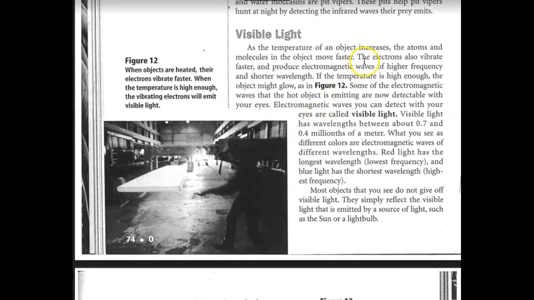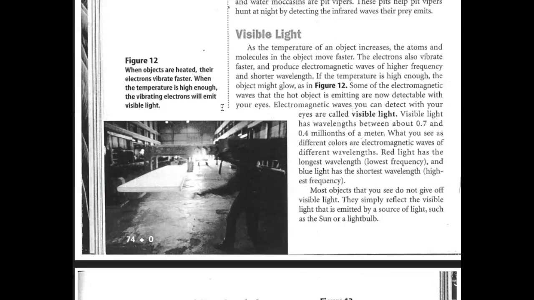Go to visible light here. As the temperature of an object increases, the atoms and molecules in the object move faster. The electrons also vibrate faster and produce electromagnetic waves of higher frequency and shorter wavelength. If the temperature is high enough, the object might glow. Some of the electromagnetic waves that the hot object is emitting are now detectable with your eyes. Electromagnetic waves you can detect with your eyes are called visible light.